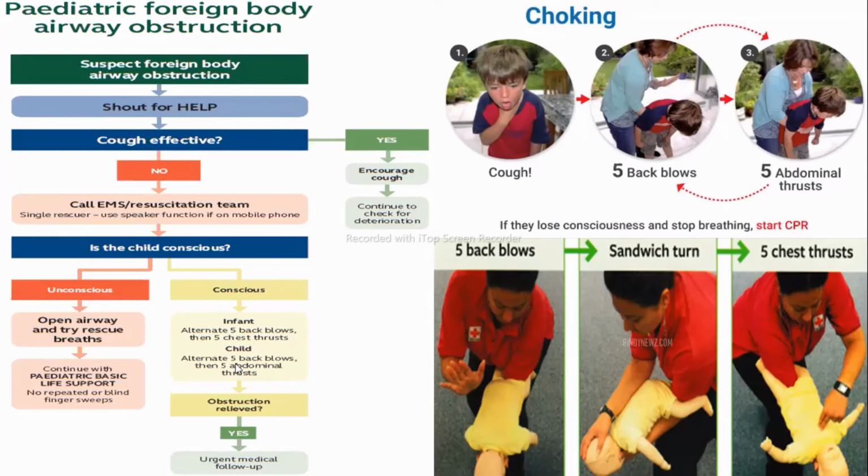If child, you will give 5 back blows, then 5 abdominal thrusts. So anyway, the conclusion now: more than 1 year, whatever child or adult, you will do 5 back blows and 5 abdominal thrusts. If infant, you will do 5 back blows and 5 chest thrusts. If unconscious, open airway, give rescue breaths, because here in a child, the difference between child and adult, 5 rescue breaths, and then continue pediatric basic life support, CPR.